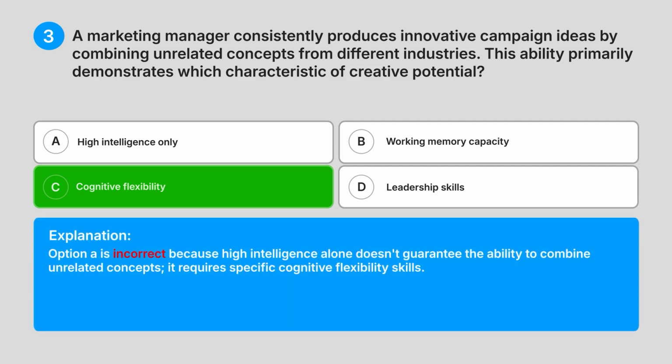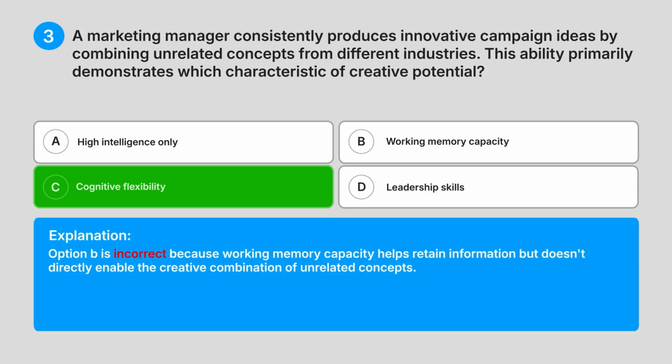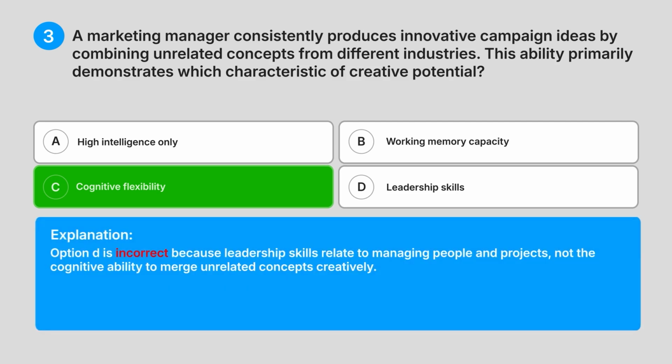Option A is incorrect because high intelligence alone doesn't guarantee the ability to combine unrelated concepts. It requires specific cognitive flexibility skills. Option B is incorrect because working memory capacity helps retain information, but doesn't directly enable the creative combination of unrelated concepts. Option D is incorrect because leadership skills relate to managing people and projects, not the cognitive ability to merge unrelated concepts creatively.